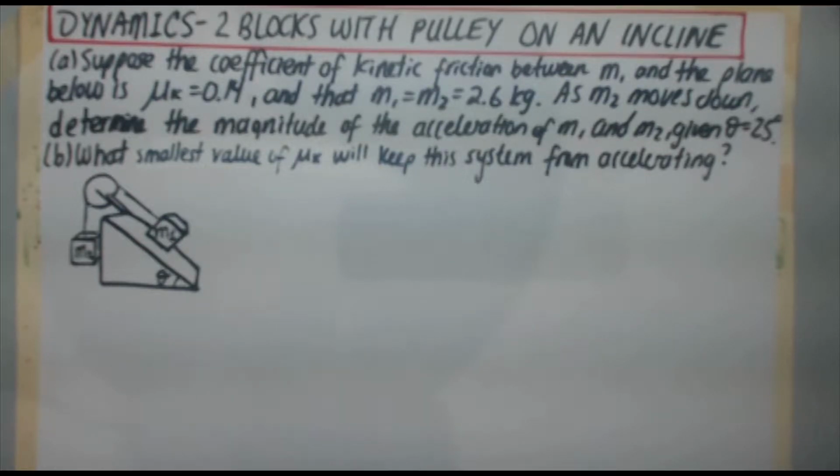A. Suppose the coefficient of kinetic friction between M1 and the plane below is mu k equals 0.14 and that M1 equals M2 equals 2.6 kilograms. As M2 moves down, determine the magnitude of the acceleration of M1 and M2 given theta equals 25 degrees. And B. What smallest value of mu k will keep this system from accelerating?